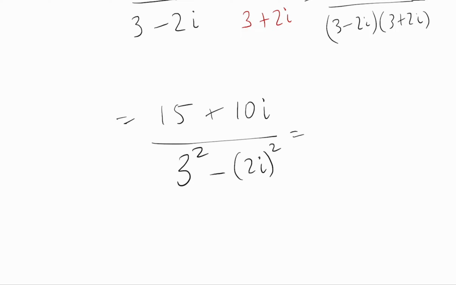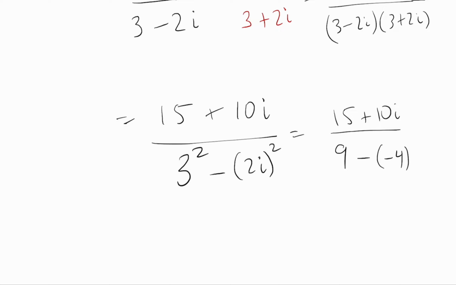So here I'm just going to keep the numerator as is, 15 plus 10i. And in the bottom, 3 squared is 9. And then minus, and if you think about what 2i squared is, 2 squared is 4, and then i squared is negative 1. So this is 4 times negative 1, or negative 4.